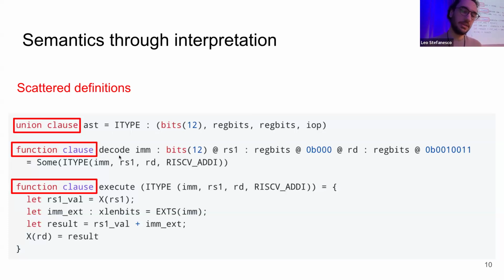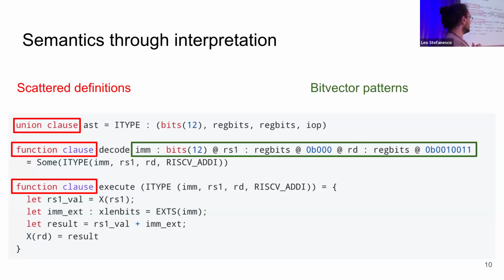So for example, this decode function, which takes 32 bits and says which instruction it corresponds to, can be defined in many different places in small snippets. And because we work a lot with bit vectors, there are special facilities for this. So there are these bit vector patterns. This says that we name the first 12 bits of the word IMM, and then the next 5 bits are S1, and then the next 3 bits have to be 0, and so on, for this pattern to match. And then basically it's compiled into a giant match which combines all the clauses.